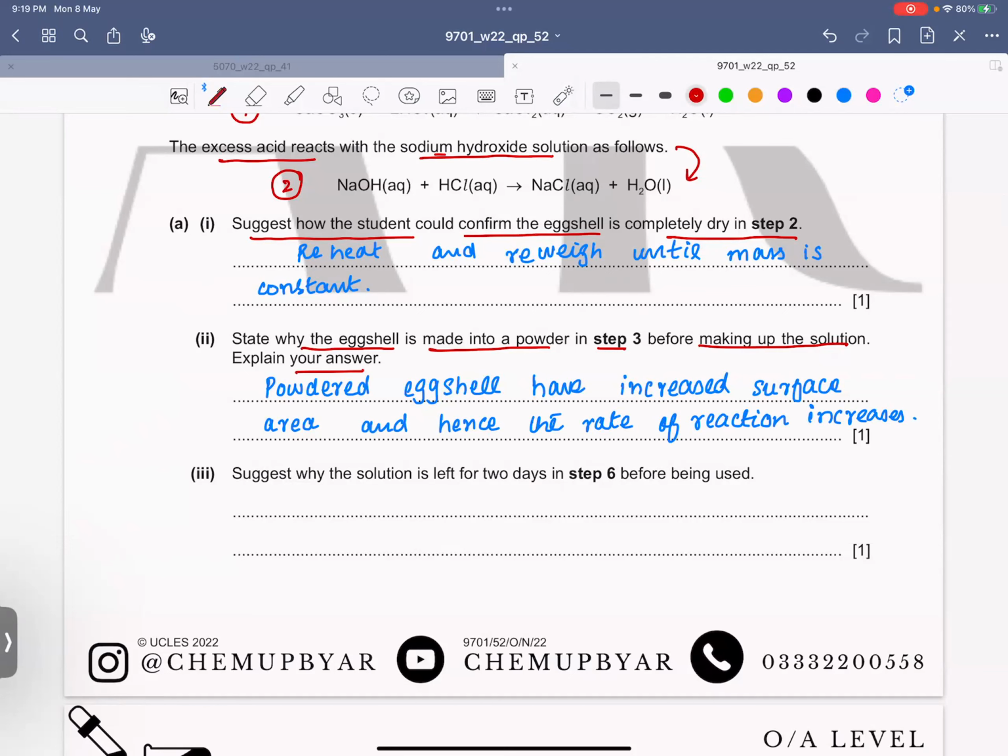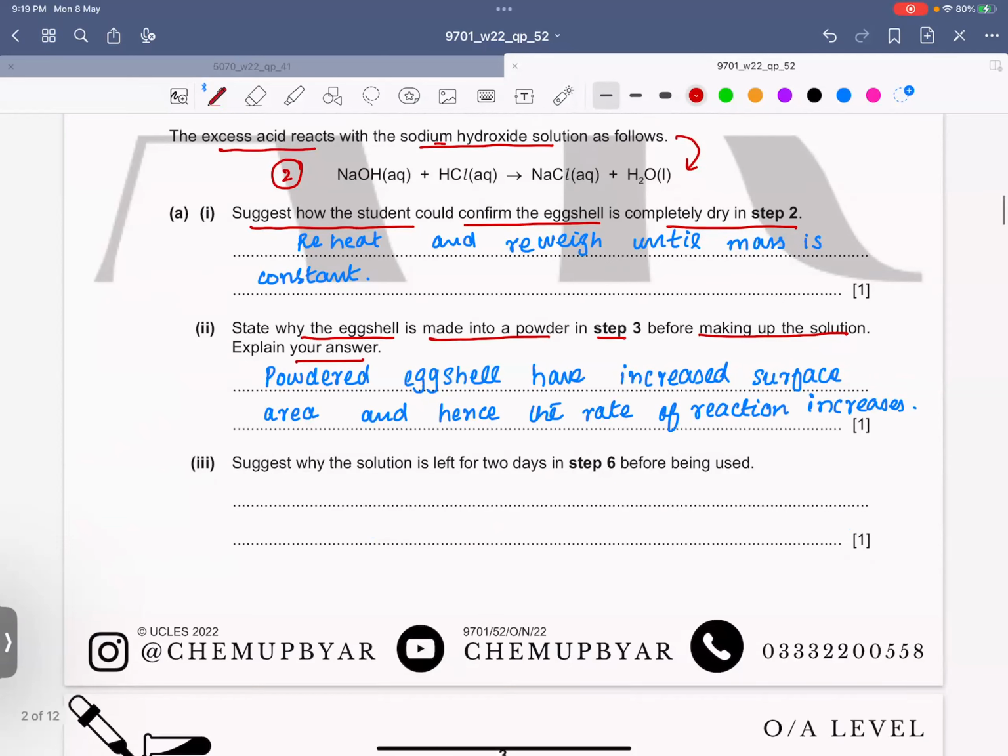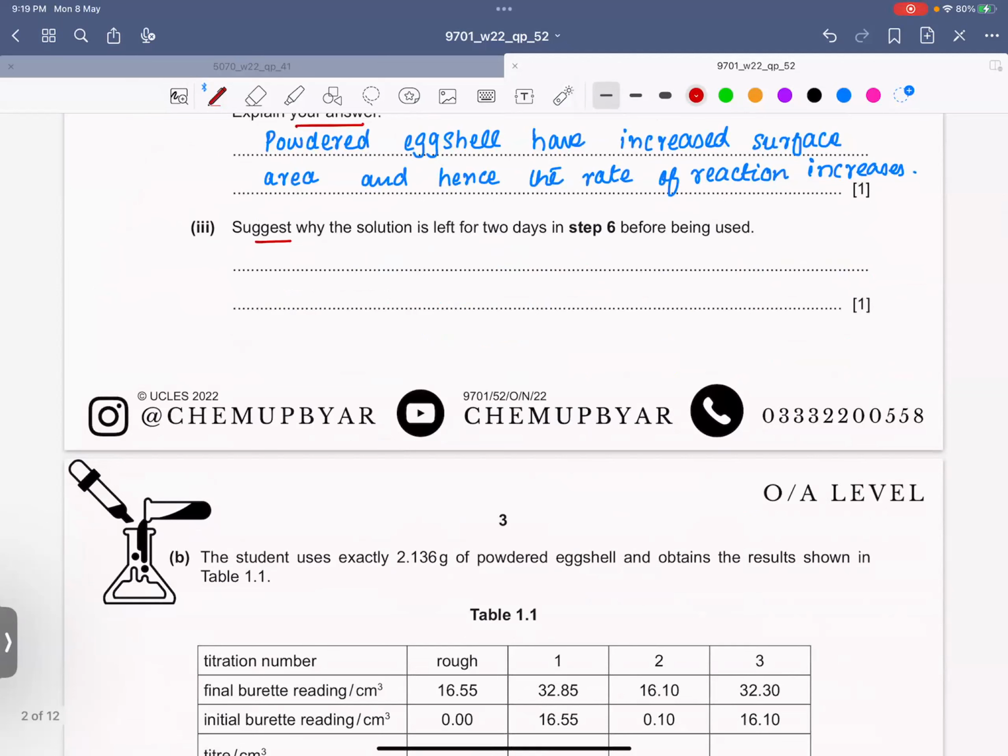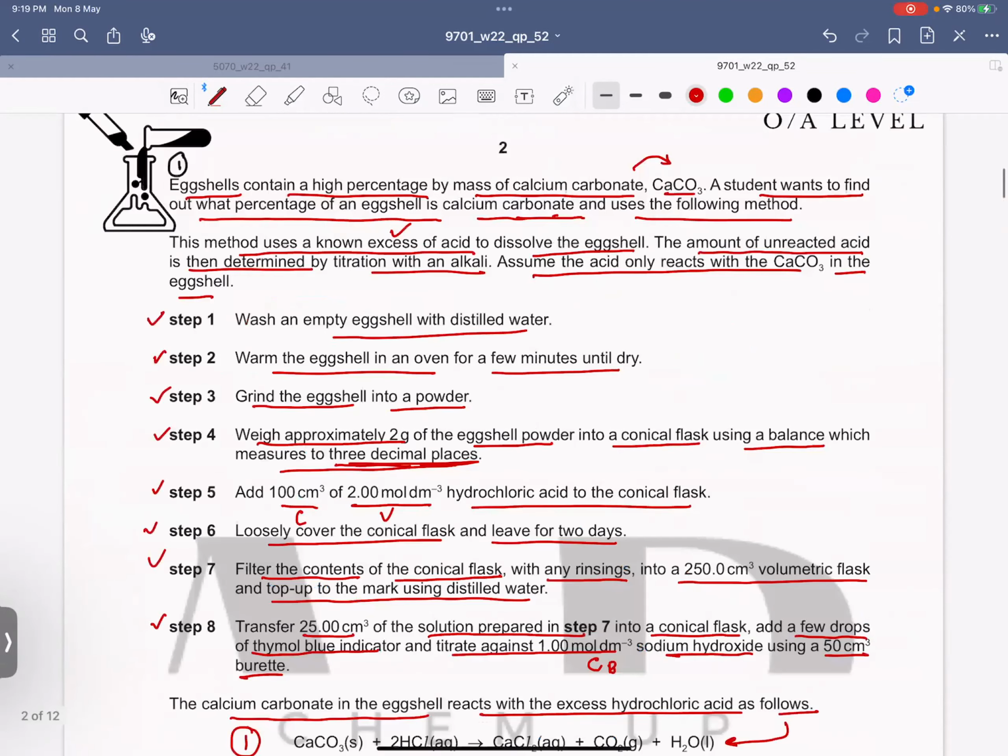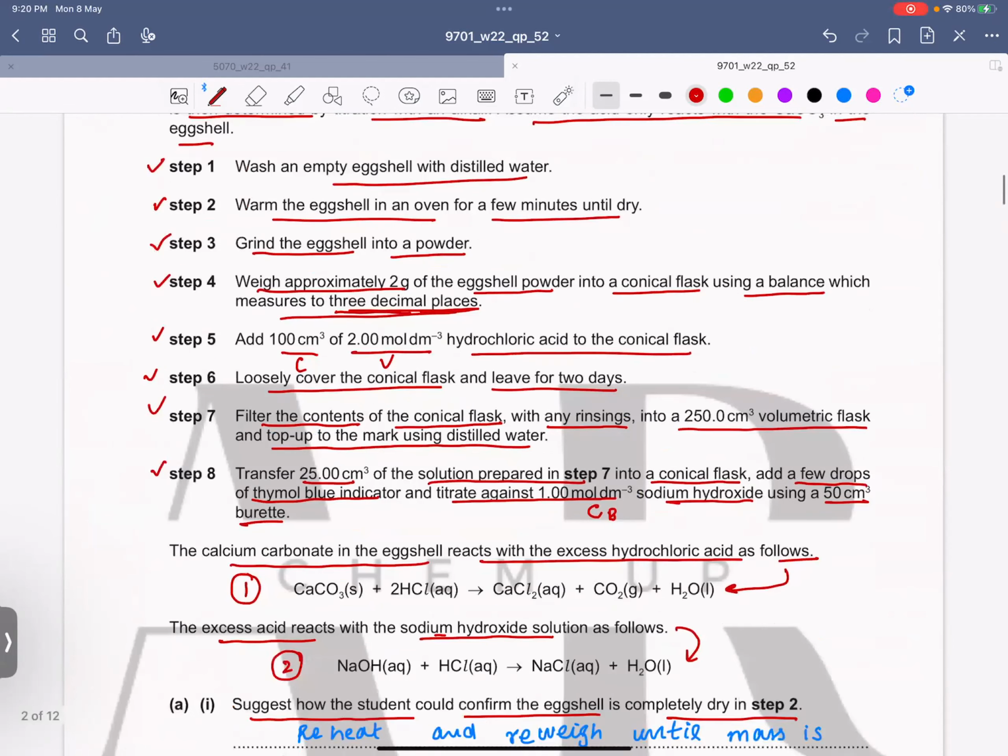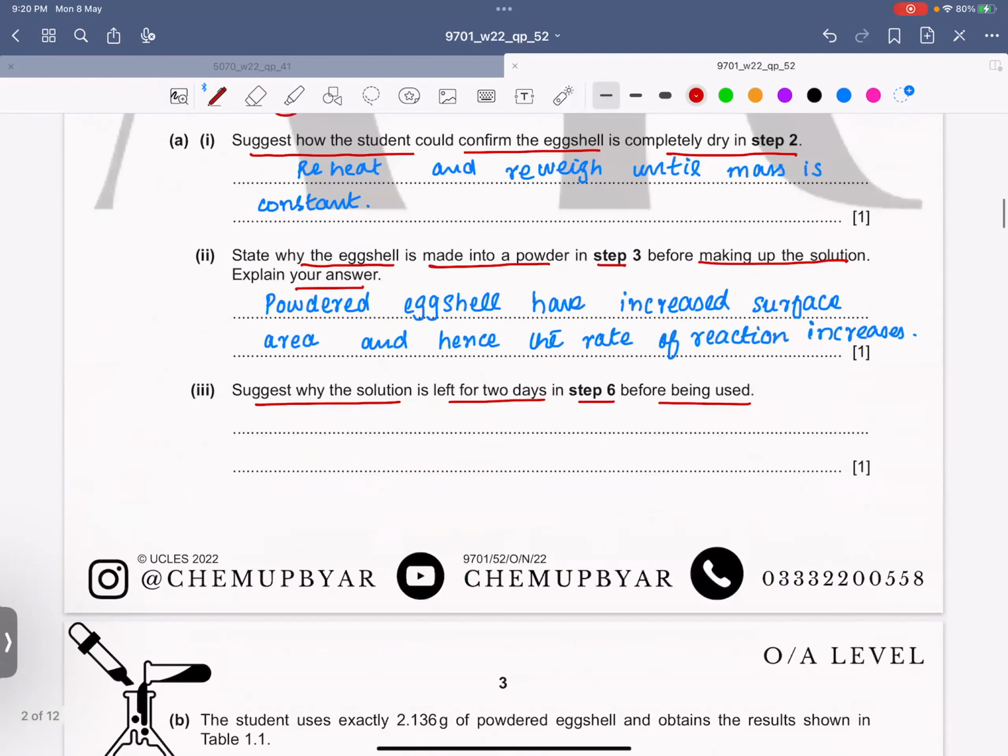Yes, sir. Okay. Now, suggest why the solution is left for 2 days in step 6 before being used. So if you see step 6, what we did after adding the hydrochloric acid to the conical flask, we left it for 2 days, and it is because we need to make sure that the reaction is completed.